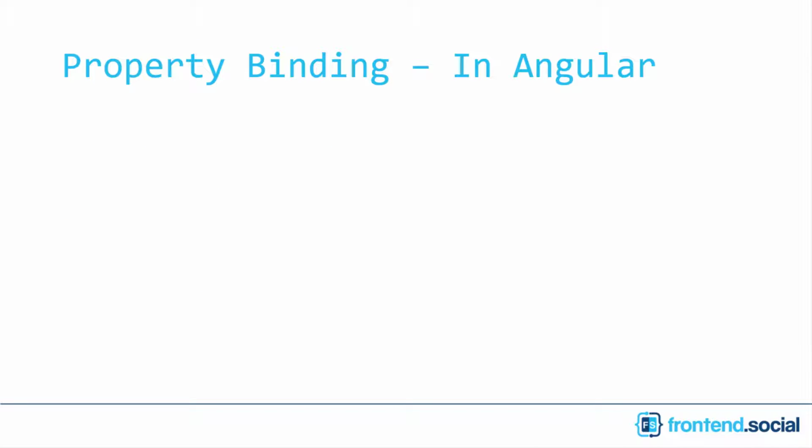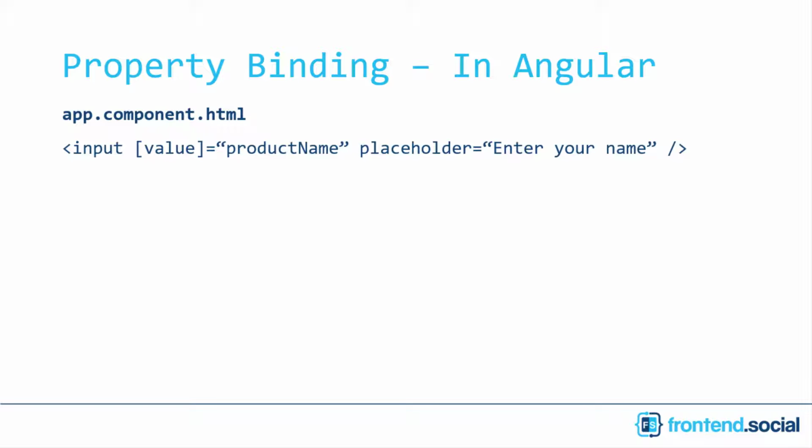Let's see how property binding will look in Angular. Inside your app component.html, you have an input box. You want to assign a product name value to the input. The product name is nothing but a model that exists inside app component.ts. So just by wrapping the value attribute inside square brackets, Angular will take care of putting the product name value inside the input element directly. Awesome. So just be with me, I will explain how this process happens.